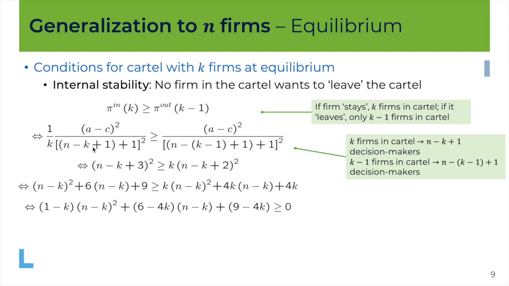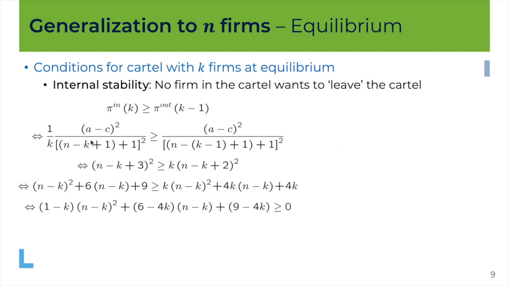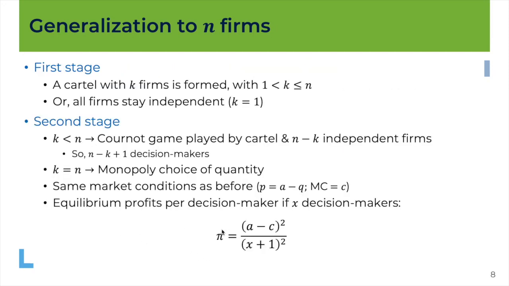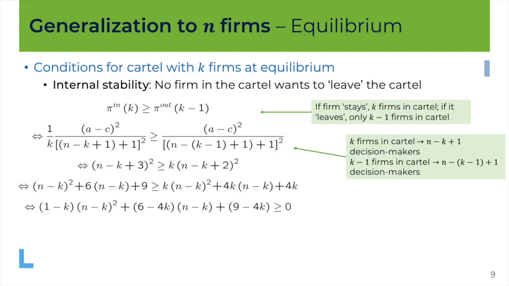We divide by (N minus K plus 1) squared. Okay, let me just go back quickly to the previous slide. Remember that at the Cournot game, the profit per decision maker is (A minus C) squared divided by (X plus 1) squared, X being the number of decision makers. Okay, so this is what we have here. There are N minus K plus 1 decision makers, and this is what replaces X in the previous formula. Okay, now in the cartel, remember that they divide the profit of the decision maker equally among the cartel members, so each one gets a profit 1 over K of this.